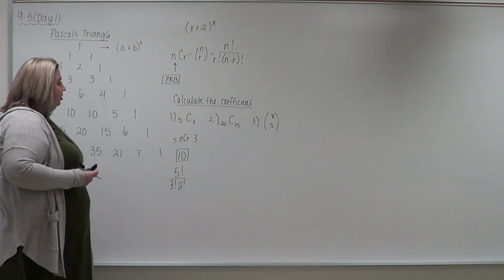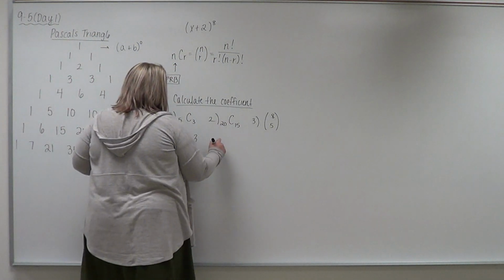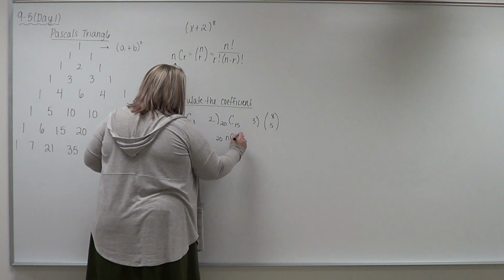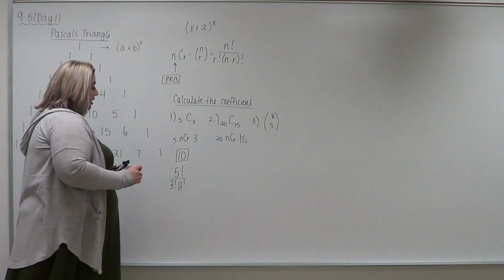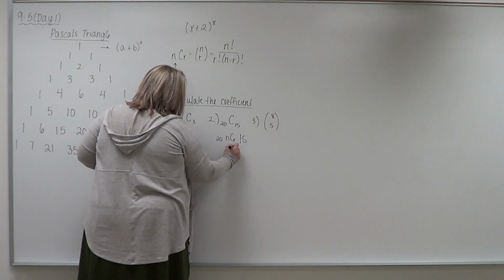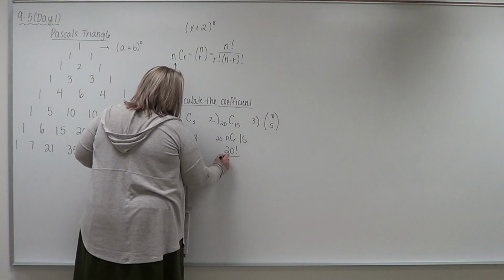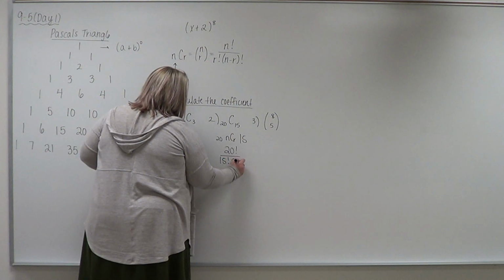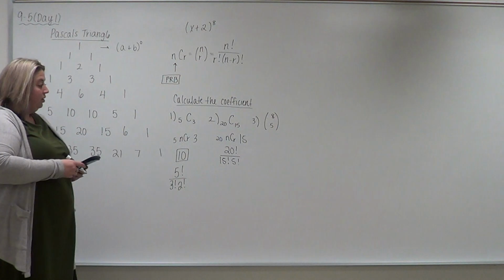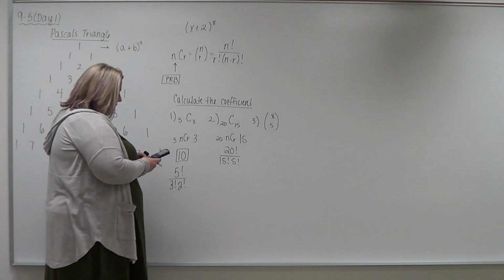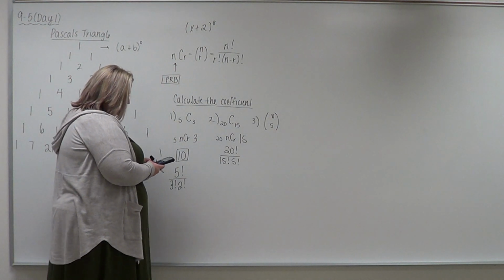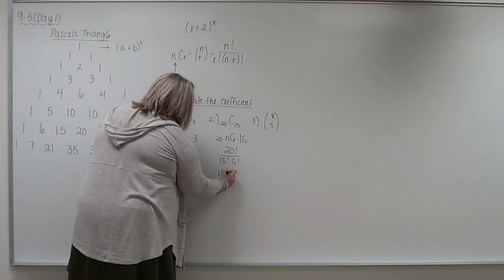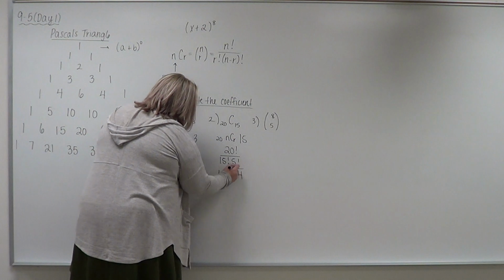Okay, same thing on number 2. So I would do 20, then I would put in my nCr, and then I'd plug in 15. If you want to do it by hand, this would be 20 factorial over 15 factorial when I subtract them, times 5 factorial. So if you want to do the long way, you can do it that way. I'm going to do just using the buttons. Your answer would be 15,500.